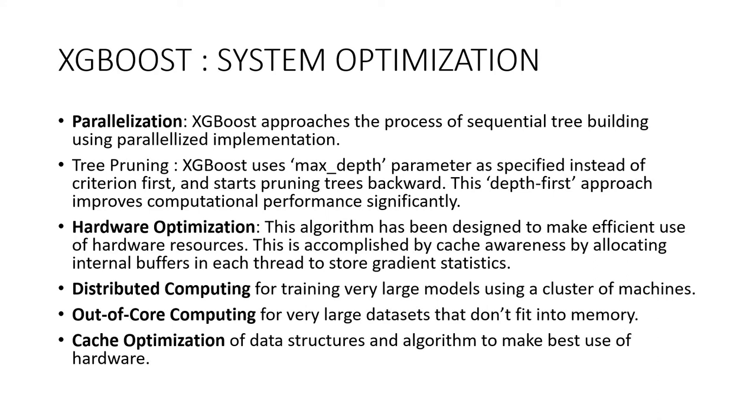Hardware optimization. This algorithm has been designed to make efficient use of hardware resources. This is accomplished by cache awareness, by allocating internal buffers in each thread to store gradient statistics. Distributed computing for training very large models using a cluster of machines. Out of core computing for very large data sets that don't fit into memory. Cache optimization of data structures and algorithms to make best use of hardware.